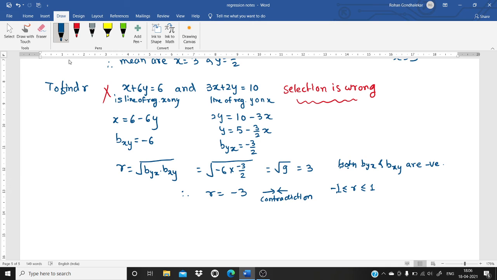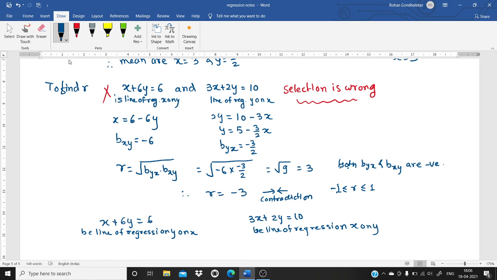The correct one is x plus 6y is equal to 6, the line of regression y on x, and 3x plus 2y is equal to 10, the line of regression x on y.